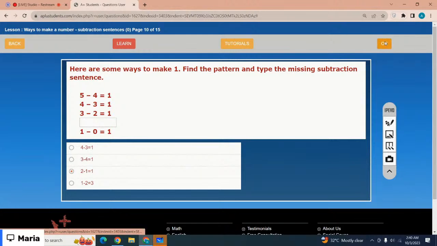Okay, the next one is, here are some ways to make 0. Find the pattern and type the missing subtraction sentence. So which sentence is missing? That would be 3 take away 3 equals 0. The correct option is 3 take away 3 equals 0.